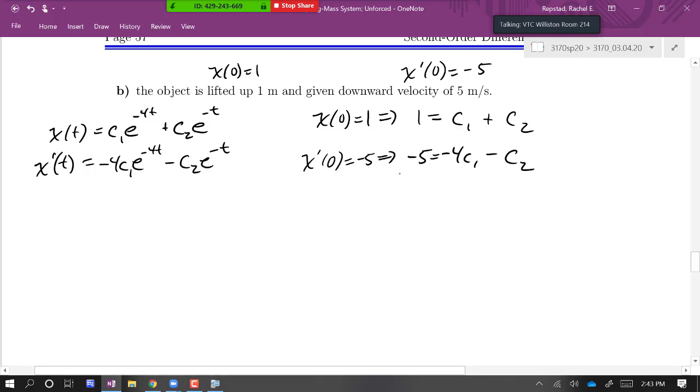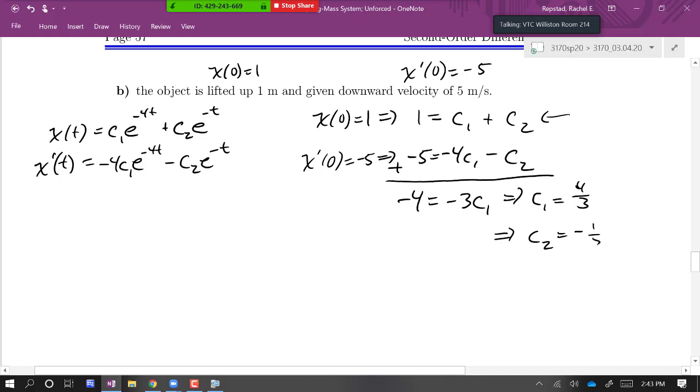Again, this is set up nicely to solve by elimination by addition, so we'll just add them together. The c2's still cancel. We have negative 4 is equal to negative 3 c1. So this time we get c1 is equal to 4/3. And that means c2, using the top equation up here, has got to be negative 1/3. And this gives us 4/3 e to the negative 4t minus 1/3 e to the negative t.